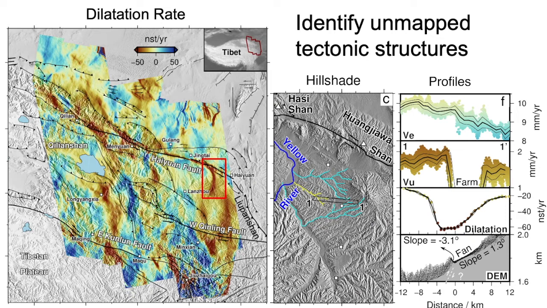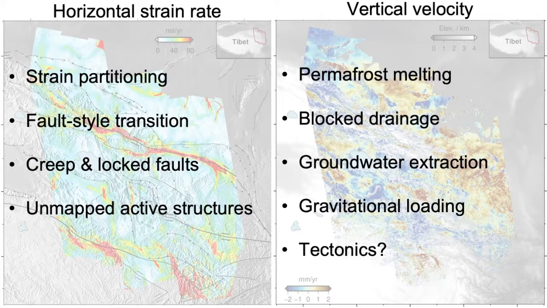These features prompt us to take a closer look at the topography, from which we spotted diverted drainage and a back-tilted fan surface. These observations together point to the possibility of a fold or a buried thrust fault developing underneath the valley. So far, we have demonstrated how we can use high-resolution strain rate fields to illuminate strain partitioning and transitioning, and how they can play an important role in discovering creeping sections and unknown active structures.